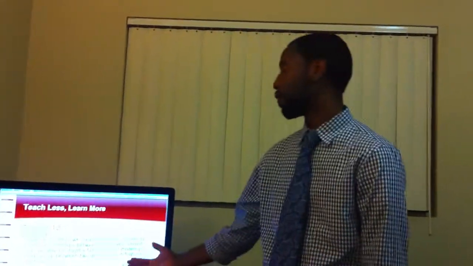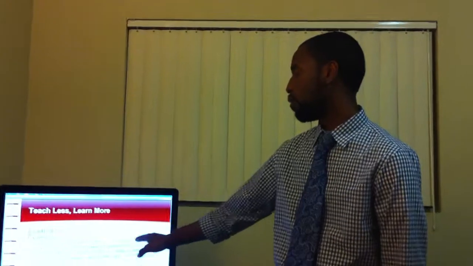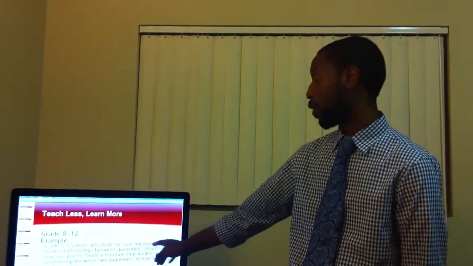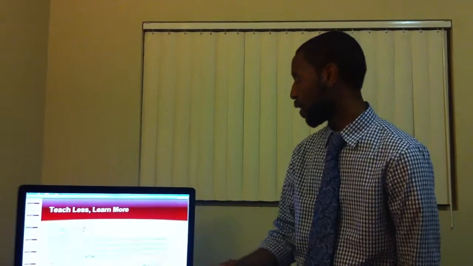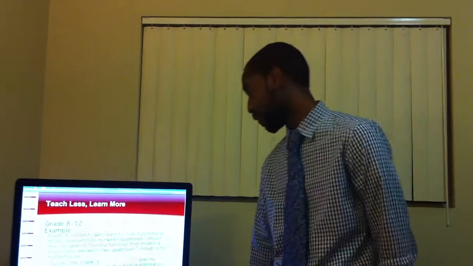And here's a grade 8 through 12 example. Grade 8 students who learn to use functions to model relationships between quantities should next be able to build a function that models a relationship between 2 quantities in high school mathematics. So, again, you're asking yourselves how the standards are different, how they're similar, and how they build on what students have already learned in grade 8 before they come to high school.